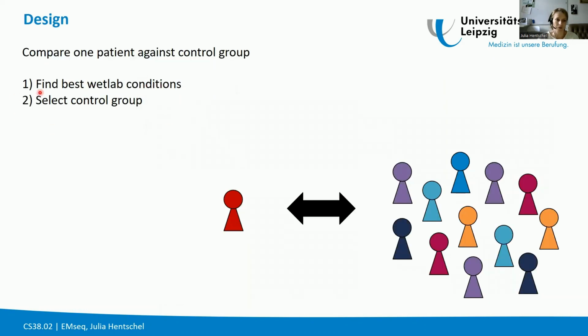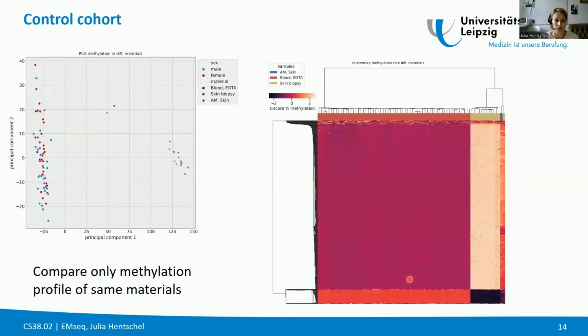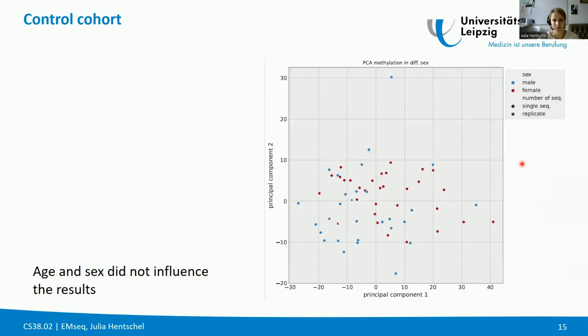Secondly, you have to find the best control cohort. For this, we analyzed different tissues because it's known that methylation is tissue specific. You can see here in the cluster plot that the blood samples have a completely different methylation profile compared to the skin biopsy ones. So it's important that you compare DNA which is derived from the same tissue or material.